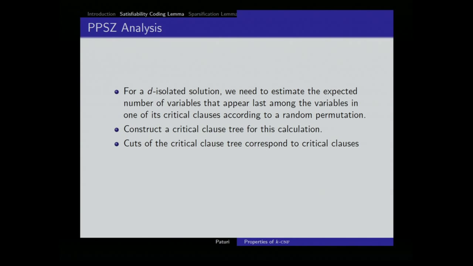So the critical clause tree is basically a tree labeled with variables, and the root is x1. Let's say we're talking about critical clauses for x1, and along each path the variables are distinct, and the cuts of this tree correspond to critical clauses. So we have a set of variables which acts as a cut. You take x1 and then take the negations of these cut variables, and that defines the critical clause. That's how we keep track of a subset of critical clauses, and then we can talk about the probability of a random permutation cutting this tree, or producing a cut for this tree.